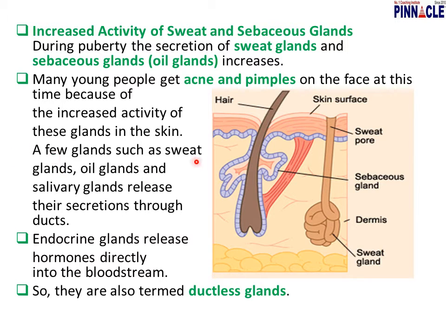A few glands such as sweat glands, oil glands and salivary glands release their secretion through ducts. Endocrine glands release hormones directly into the bloodstream. These are endocrine glands. And what is the role of endocrine glands? They secrete hormones directly into the bloodstream. So these are called ductless glands.